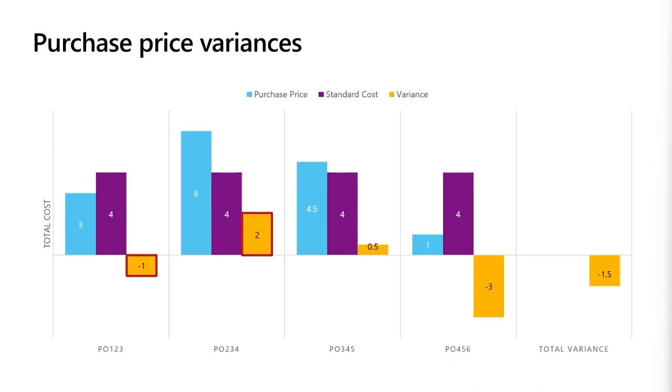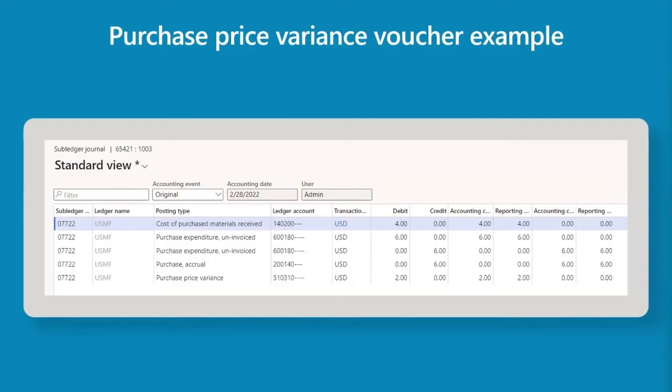So let's take a closer look at an example in the system. Here you can see a screenshot of the subledger journal for a purchase order. This PO has one line for an item configured for standard cost. The standard cost has been set to be $4 and the purchase price was set to be $6.